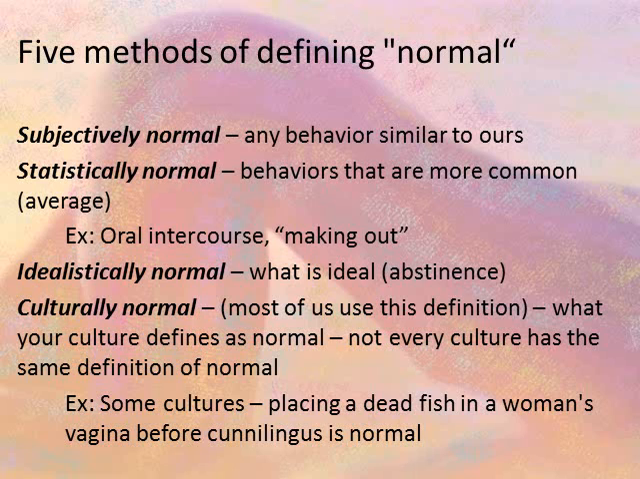Then we have idealistically normal, what is ideal? So this is really more of what we would like to be. Right now, the country is focused a great deal on abstinence and promoting abstinence among adolescents. And so ideally, we would like to believe that our adolescents don't engage in sexual intercourse until they're married. Then finally, culture again comes into play, what is considered culturally normal. Most of us do use this definition depending on where we were raised or what our culture considers normal. But not every culture has the same definition of normal, of course.